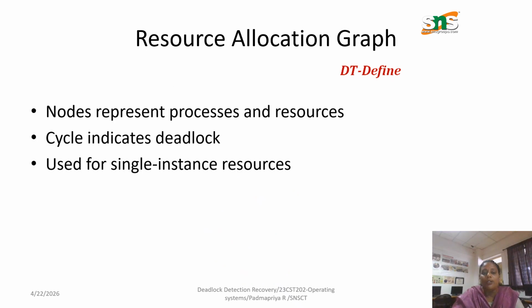So this is deadlock. Resource allocation graph: nodes represent processes and resources. A cycle indicates deadlock, and it is used for single instance resources. Deadlock means it should always be in the form of a cycle. So this is the resource allocation graph.